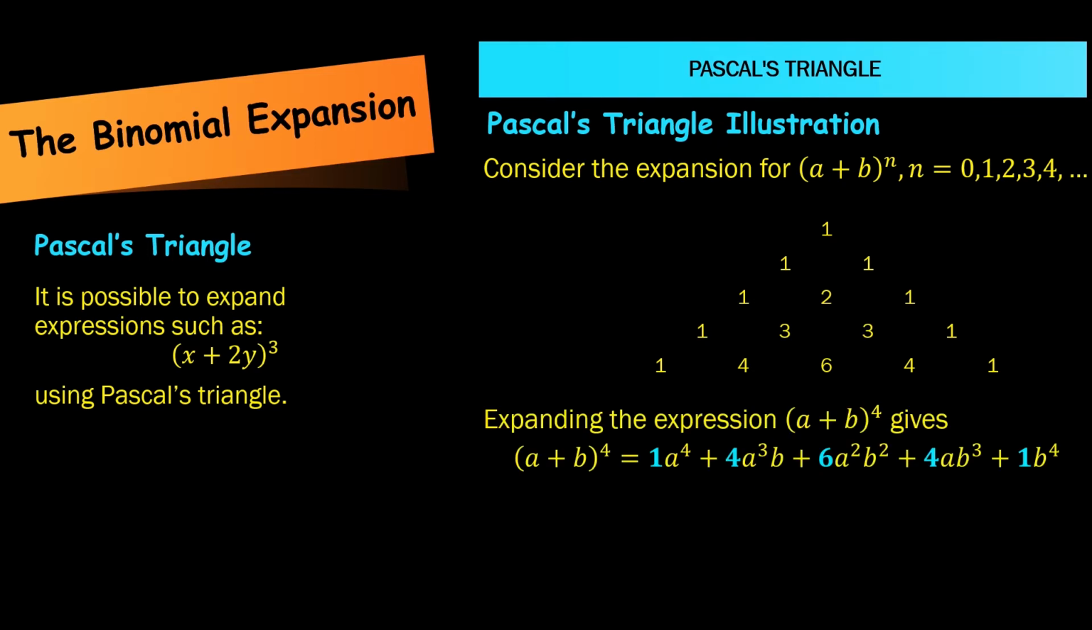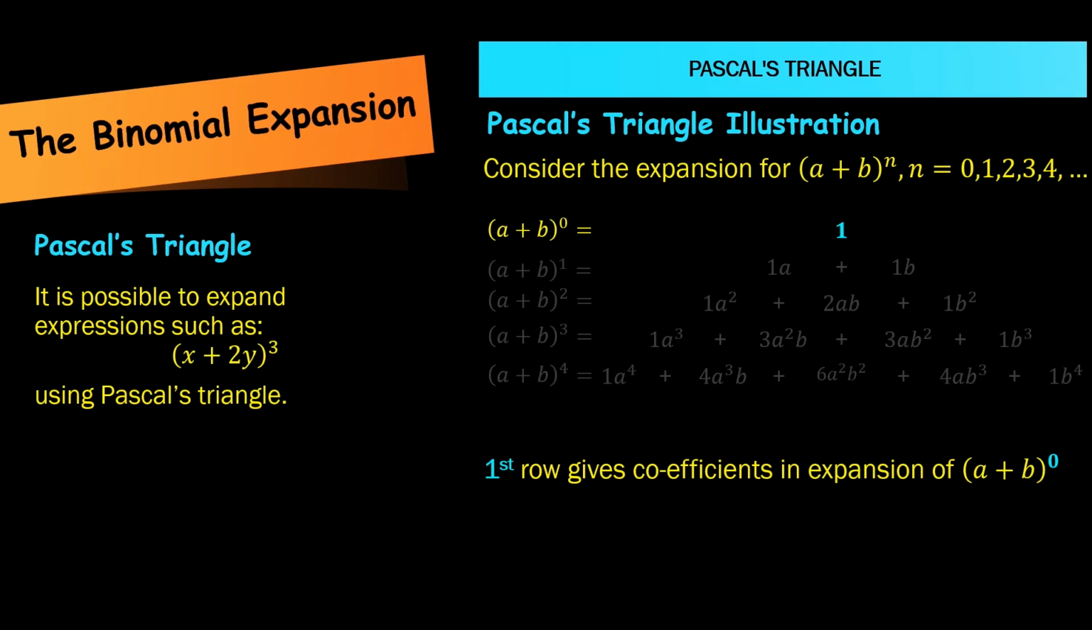And likewise for a plus b all raised to the power 4, the values in Pascal's triangle 1, 4, 6, 4 and 1 all correspond to the coefficients in the expansion for a plus b all raised to the power 4, as you can see.